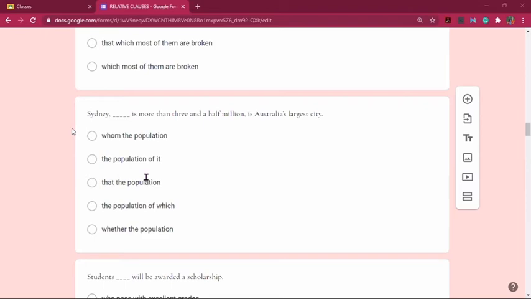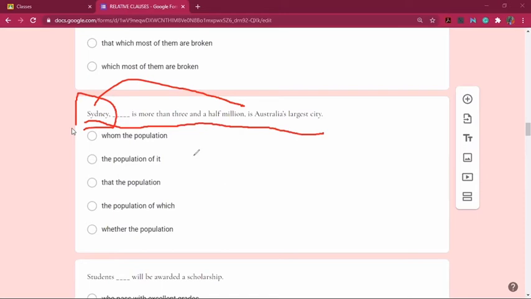Sydney. Sydney is more than 3.5 million. Well, actually, Sydney is the largest city. So here, Sydney is a place. Sydney is an object. If it is an object, it is quite impossible to choose whom. We won't use whom.